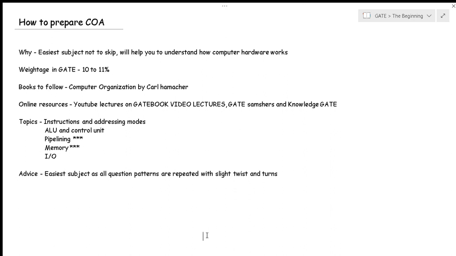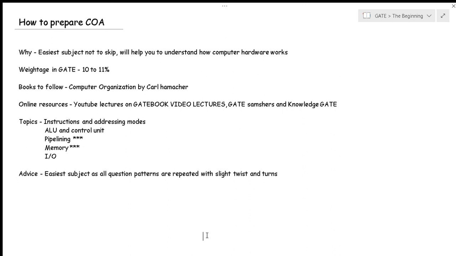So it's not very hard to come up with the solution or the new ideas because the questions are very much based on the previous year questions themselves. And also, one of the things is that when you solve COA questions, you will get to know how the system works internally.